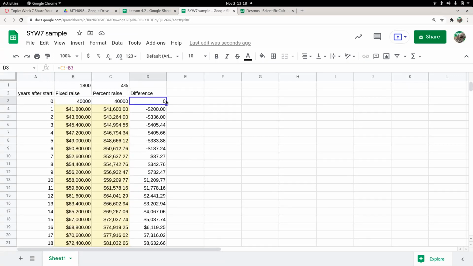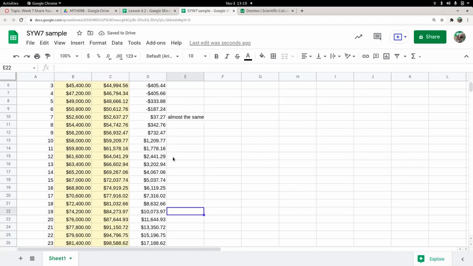So I can see they were the same here. And the closest they get to the same is 7 years later, the 8th year. So here we have almost the same right there. But then after that, the percent raise just keeps kicking butt and gives me way better raises over time, right? So this is how much better the percent raise job paid than the fixed raise job.